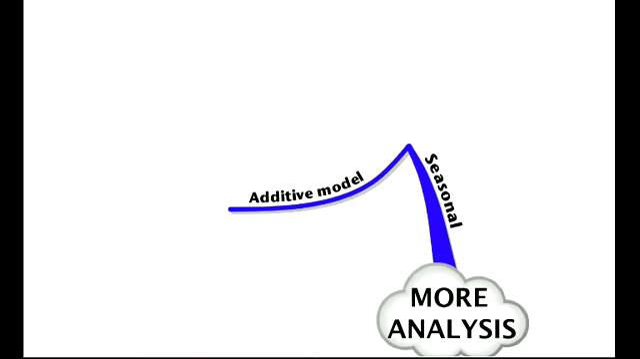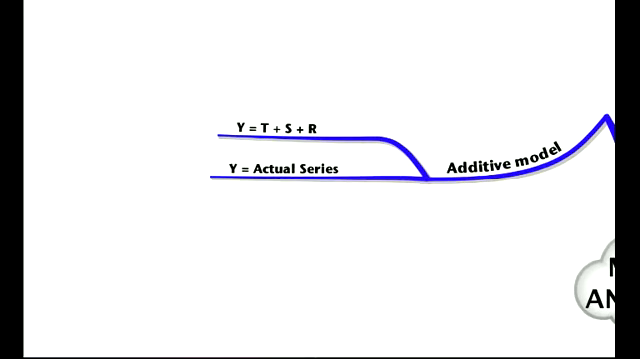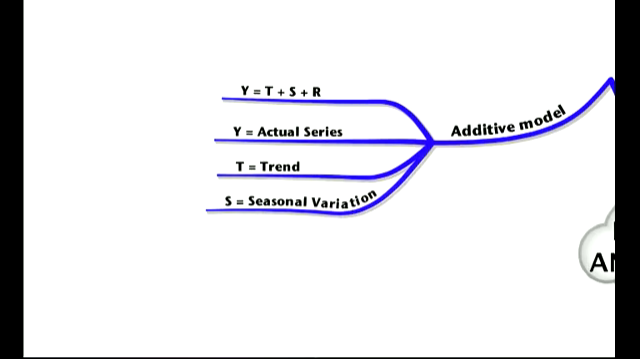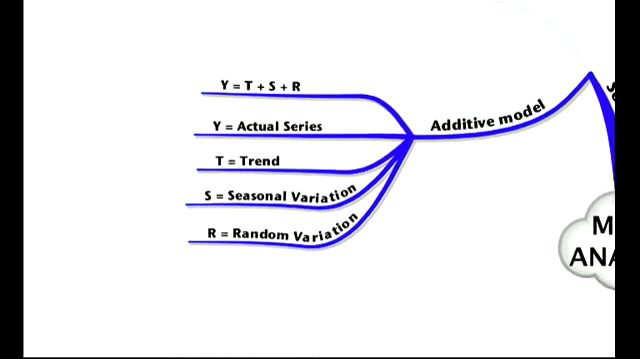First of all, the additive model. What this does is it uses the formula y equals t plus s plus r. Y in this is our actual series, so for example our sales figures. T is the trend that we were calculating using our moving averages last time. S is the seasonal variation that we are particularly interested in this time. And R is our random variation, so those unforeseens that we can't predict.